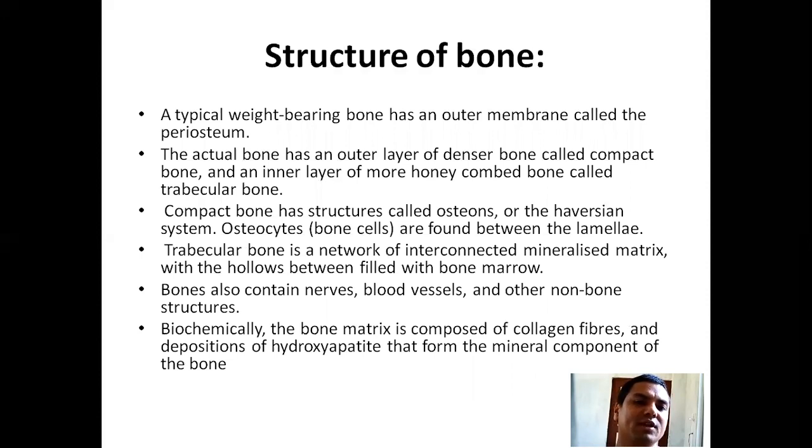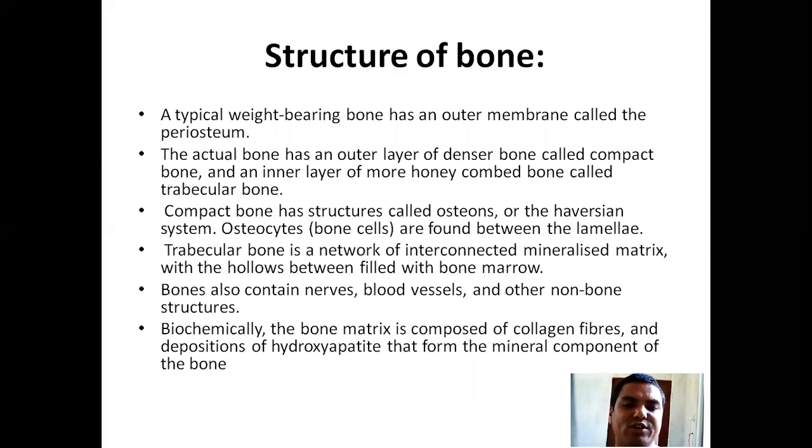A typical weight-bearing bone has an outer membrane called the periosteum. The actual bone has an outer layer of denser bone called compact bone, and an inner layer of more honeycomb-like bone called the trabecular bone. Compact bone has structures called osteons or the Haversian system. Osteocytes are bone cells. Numerous bone cells are present to form the bone tissue and are found between the lamellae of the bone.